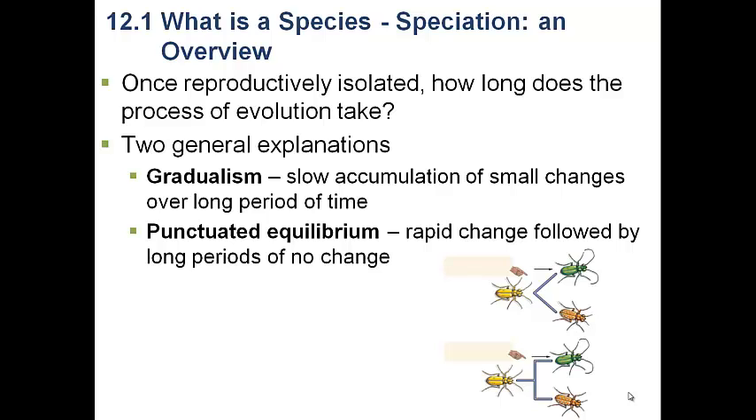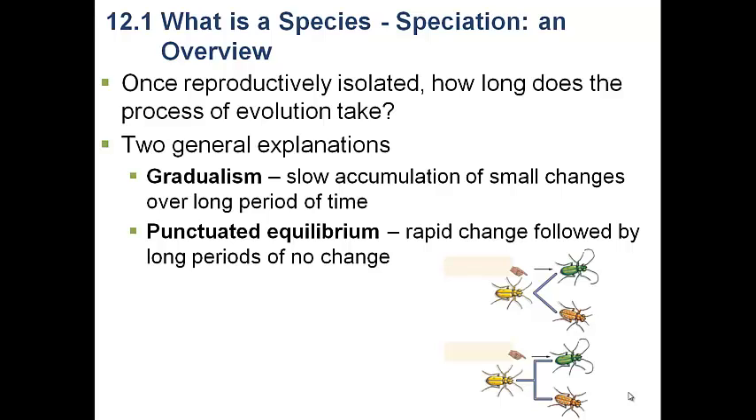Gradualism says that evolution takes place very, very slowly. Changes accumulate in the gene pool as a result of natural selection and as a result of genetic drift, and eventually those changes build up to the point where two new species arise. Punctuated equilibrium is different. Punctuated equilibrium states that nothing happens, or at least very little happens, in the gene pool of an organism for long, long periods of time, and then over very short periods of time a large amount of change occurs very, very rapidly.